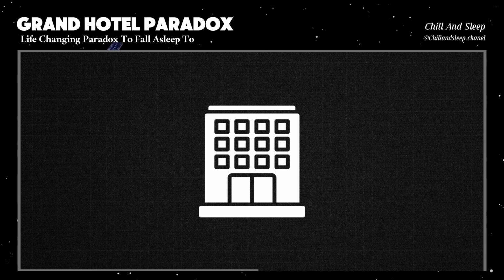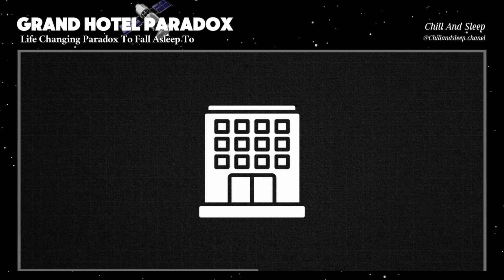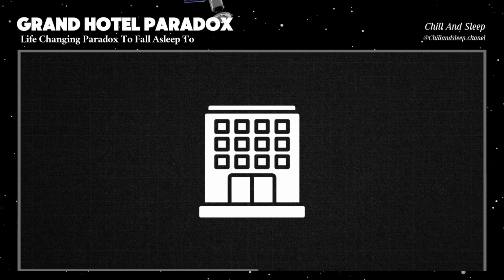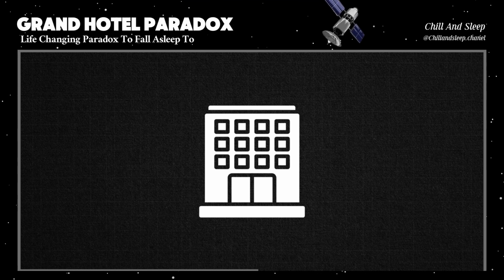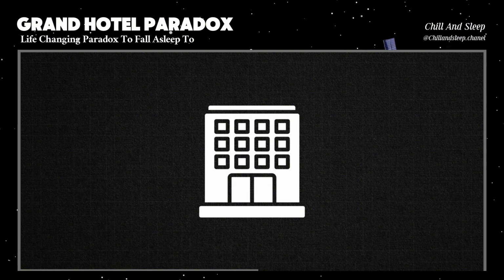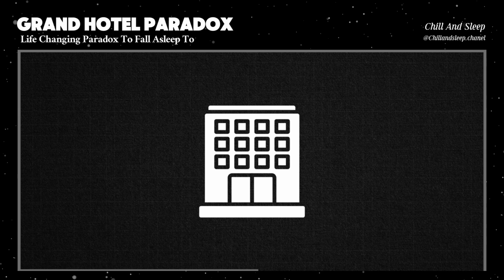But the paradox doesn't stop there. What if a bus arrives carrying an infinite number of new guests? Surely even an infinite hotel couldn't handle that, right? Yet the Grand Hotel can. This time, the receptionist asks each current guest to move to a room number that's double their current one.